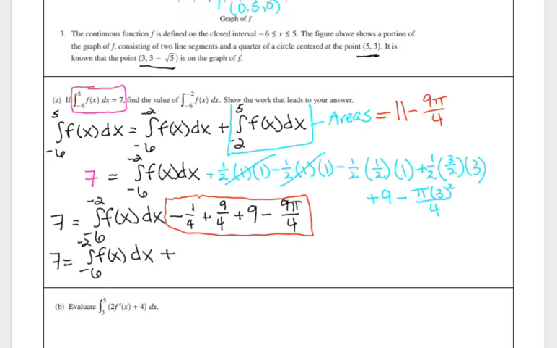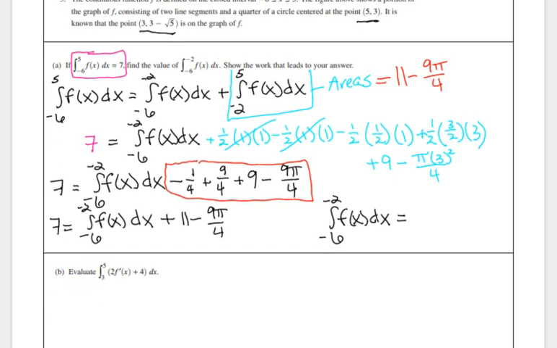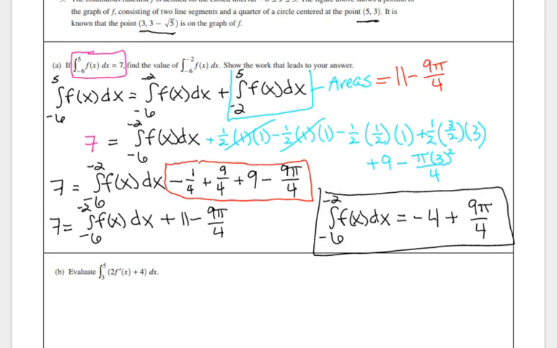It becomes plus 11 minus 9 pi over 4. And so we're going to subtract the 11 and add the 9 pi over 4. So we get that the integral from -6 to -2 of f of x dx is equal to 7 minus 11, which is -4, plus the 9 pi over 4. So there we go.